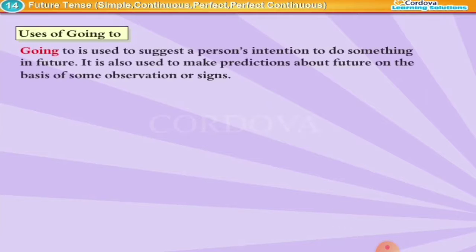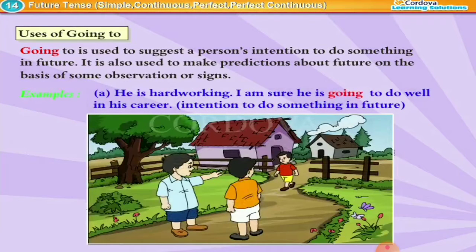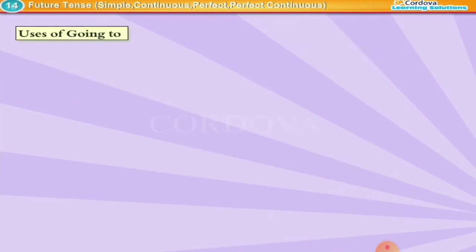Uses of going to. Going to is used to suggest a person's intention to do something in future. It is also used to make predictions about future on the basis of some observations or signs. Examples: He is hardworking. I am sure he is going to do well in his career. Intention to do something in future.